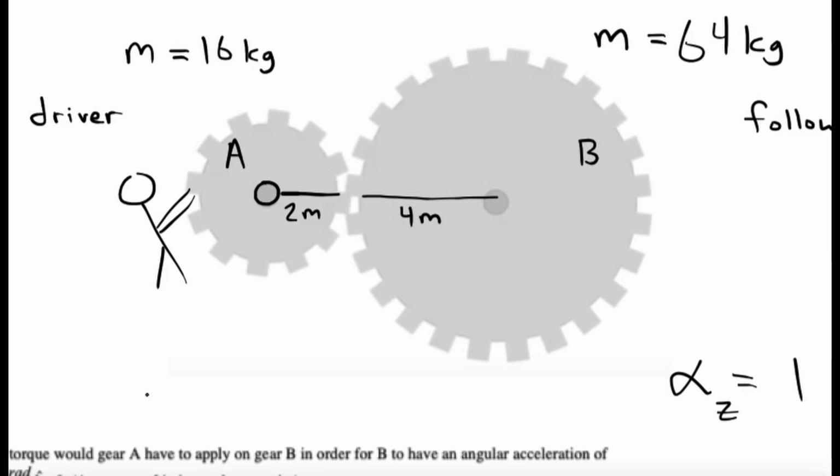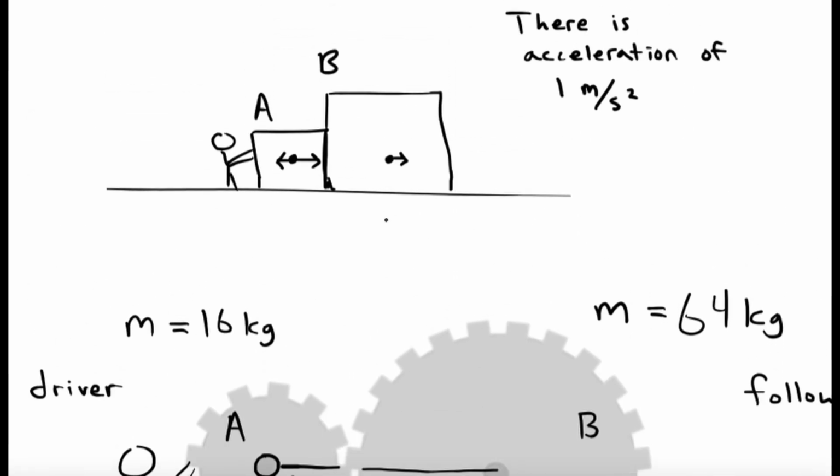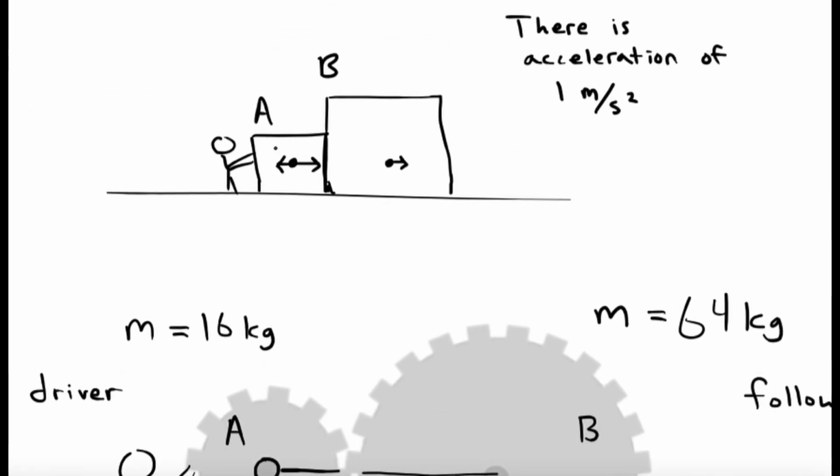But that's what makes this guy on the left the driver, because it's his job to accelerate the follower. In the same way that the person's pushing on A, and A is responsible for accelerating B. So to make the analogy complete, this box would be like the follower. The middle box would be like the driver.